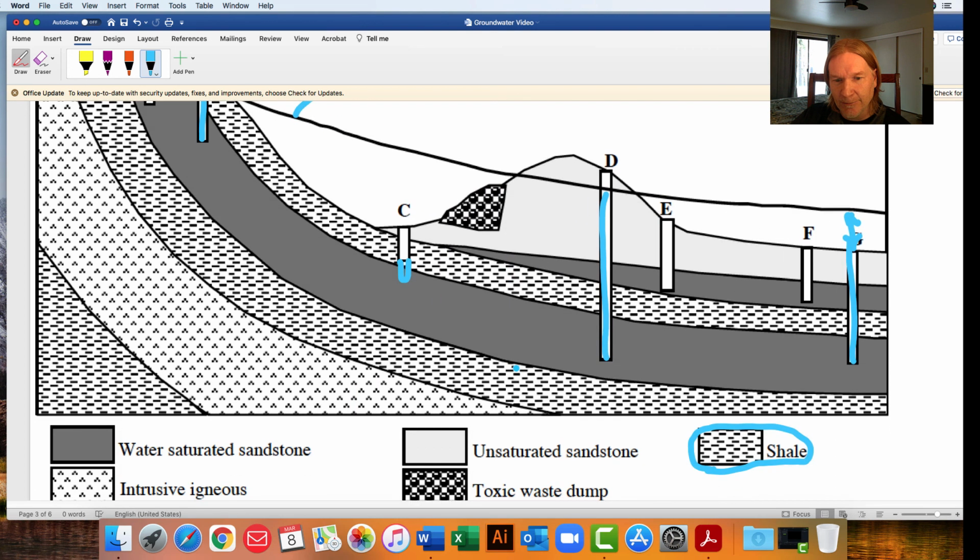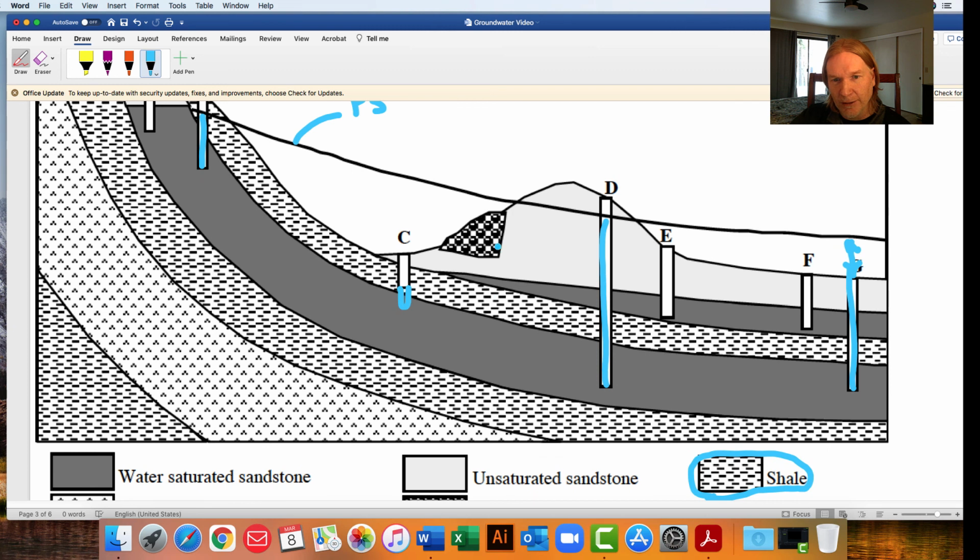Here is a toxic waste dump. So the question is, which wells are in danger from this toxic waste dump? You might think, oh, D and G here are in bad shape because this is right above them and it's just going to go down and get in there. But it's not, because this shale layer is going to act as an impermeable boundary, and so instead of soaking in, it's just going to kind of go into this aquifer right here. It is going to trash E and F, but it's not going to be able to sink down in through this impermeable layer and contaminate D and G. They will stay clean. Okay?